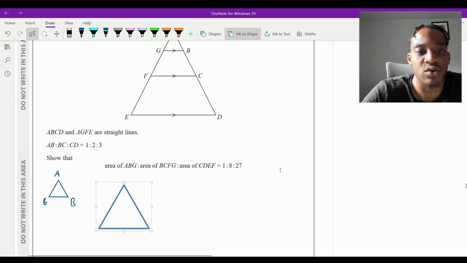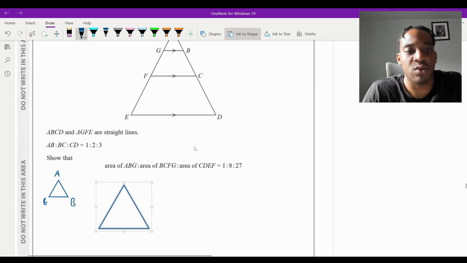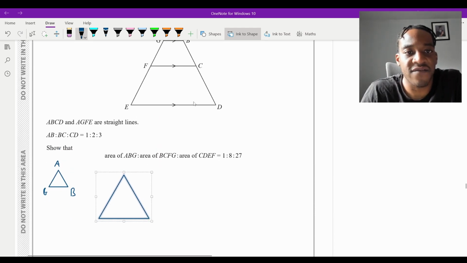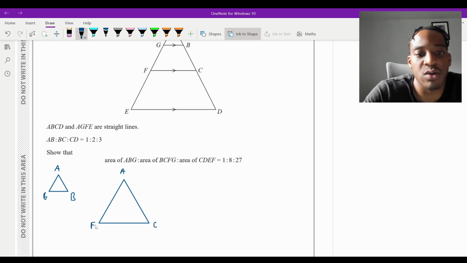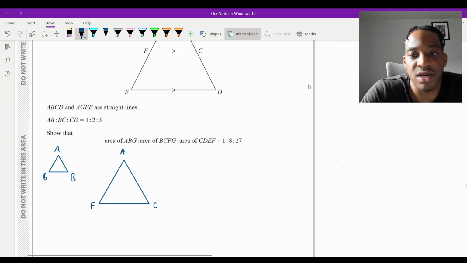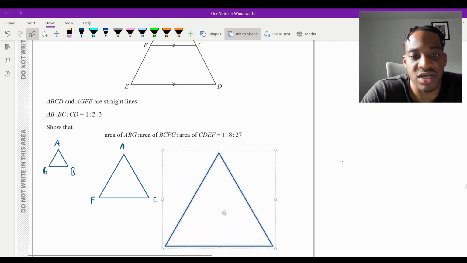So let's just say this triangle now is the second one, which is ACF. And then the last one, which is the biggest, I'll paste another triangle here, and I'll make this bigger than those two. So it's like this, essentially, isn't it?